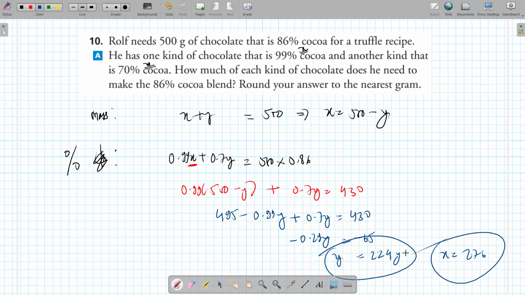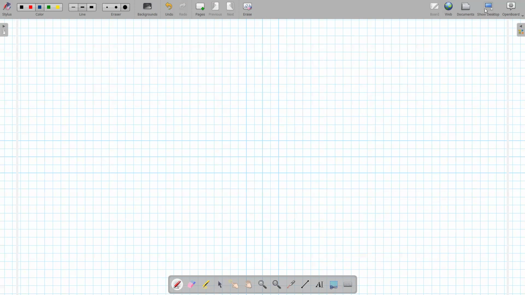So just for these percent questions, if you know the trick, then it's pretty straightforward, honestly. It's not that bad.